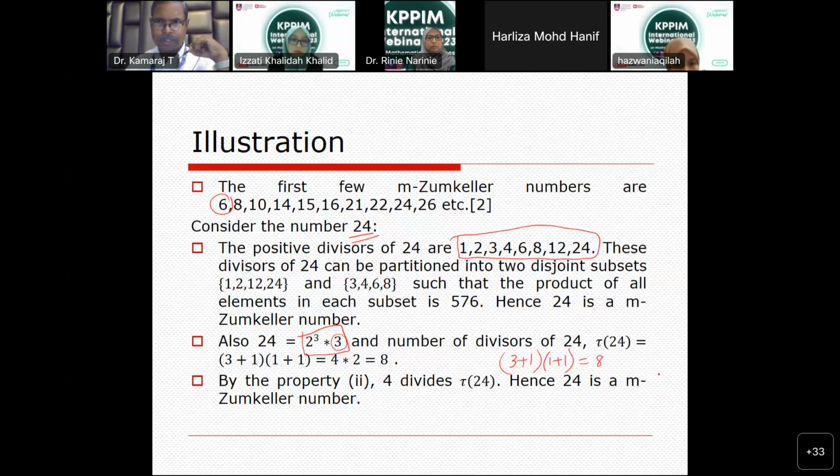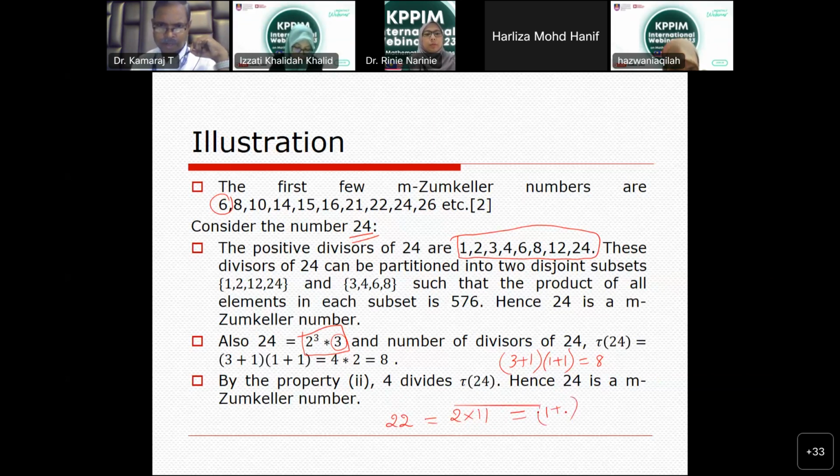Can one of you tell me the number of positive divisors for 22 using this approach? So 22 we can write as 2 into 11. Now you see that the power of 2 is 1, so add 1 to this: 1 plus 1.